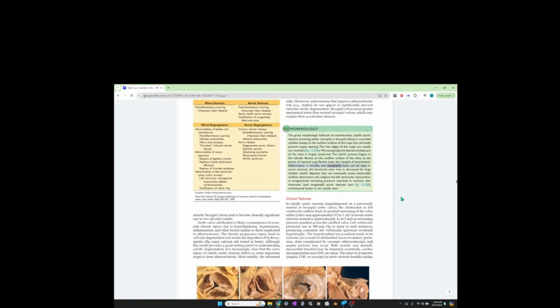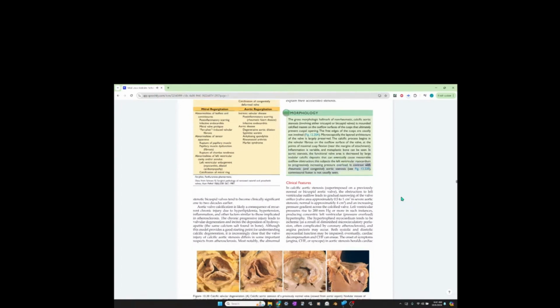In aortic stenosis, the functional valve area is decreased by large nodular calcific deposits that can eventually cause measurable outflow obstruction. This subjects the left ventricular myocardium to progressively increasing pressure overload. In contrast with rheumatic aortic stenosis, commissural fusion is not usually seen.